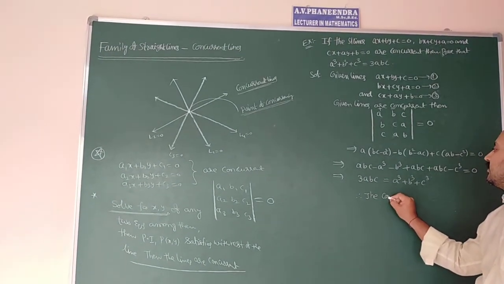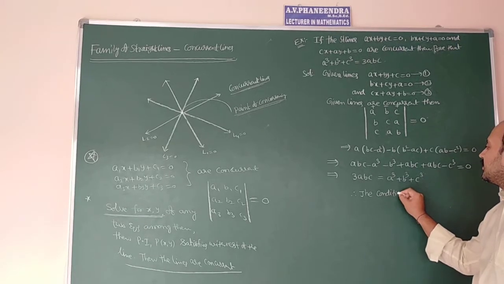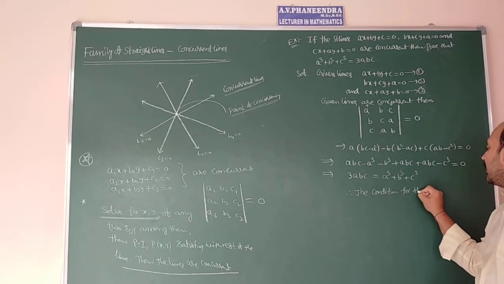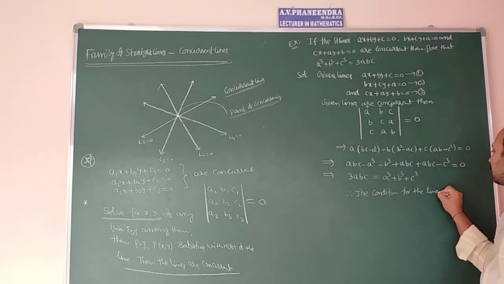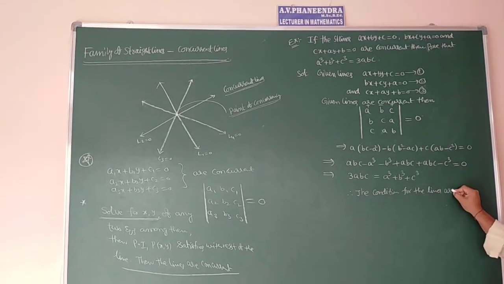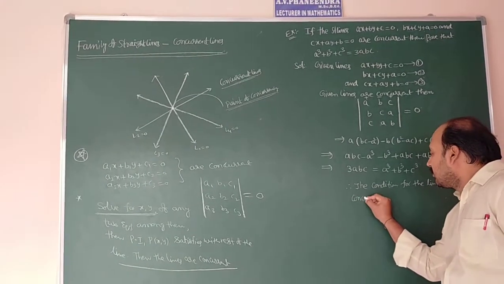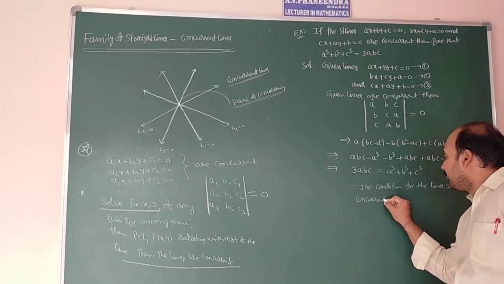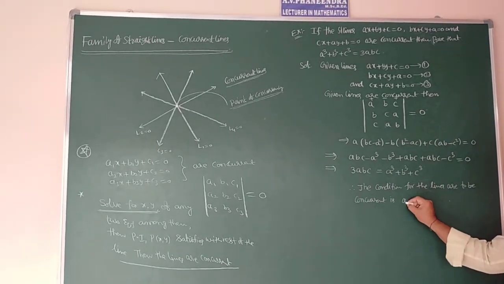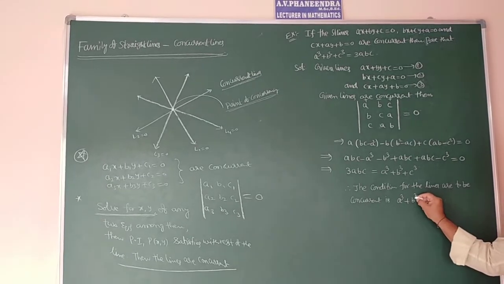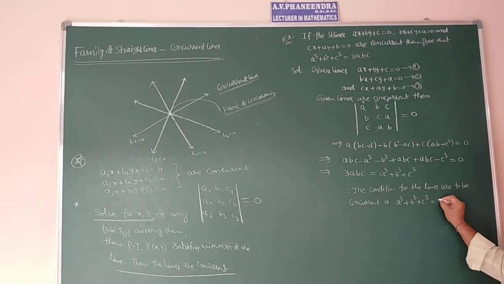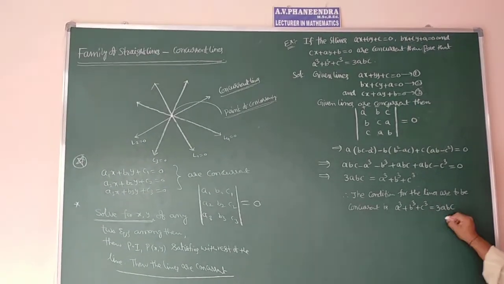The condition for the lines to be concurrent is A cube plus B cube plus C cube is equal to 3ABC.